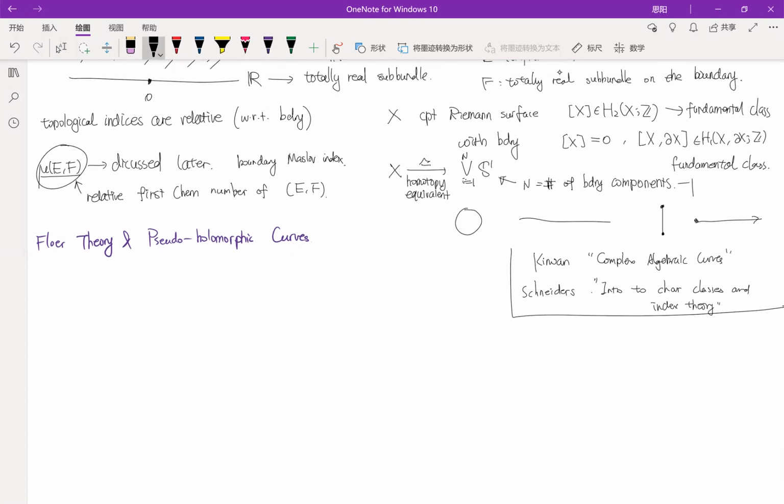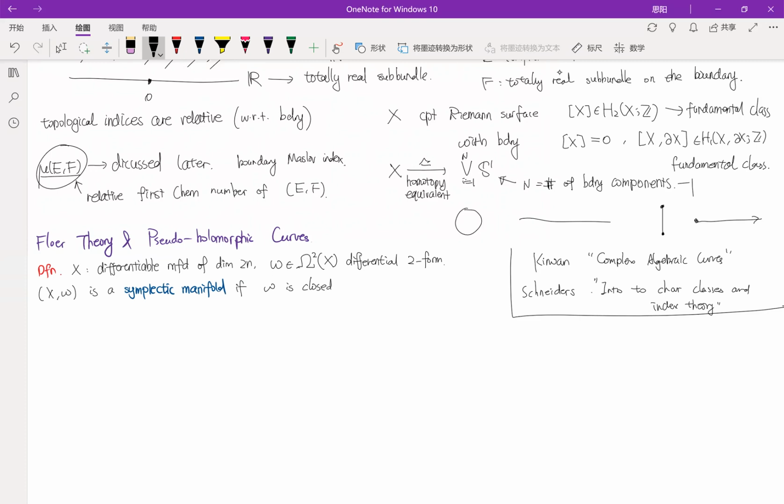So I think I should give some basic concepts of symplectic geometry. The first one is symplectic manifold. Let X be a differentiable manifold of dimension 2n, and let omega be a global differential two-form. We say the pair (X, omega) is a symplectic manifold if we require omega to be closed and non-degenerate.